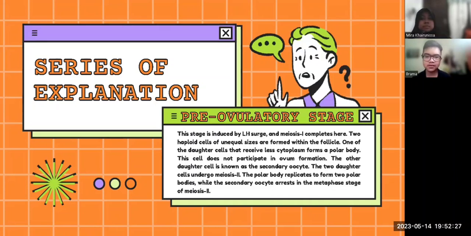The last stage is the pre-ovulatory stage. This stage is induced by the LH surge, and meiosis I completes here. Two haploid cells of unequal sizes are formed within the follicle. The daughter cell that receives less cytoplasm forms a polar body. This cell does not participate in ovum formation. The other daughter cell is known as the secondary oocyte. The two daughter cells undergo meiosis II. The polar body replicates to form two polar bodies, while the secondary oocyte arrests in the metaphase stage of meiosis II.